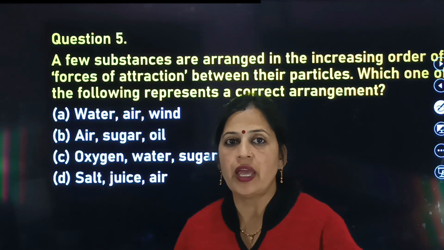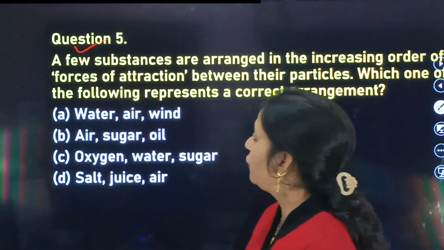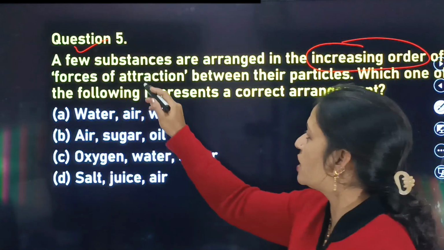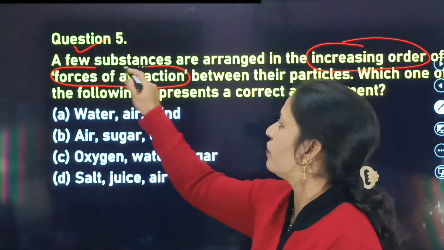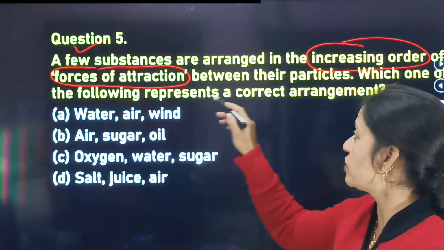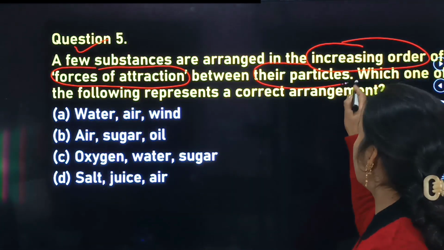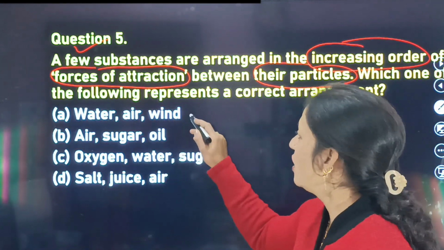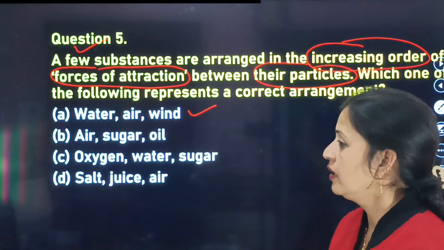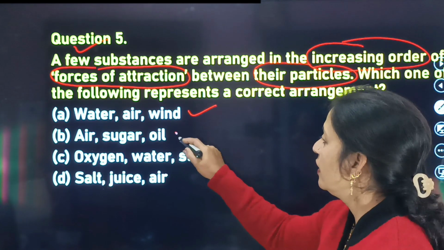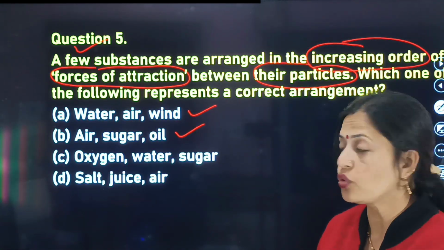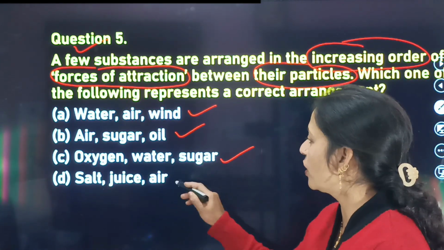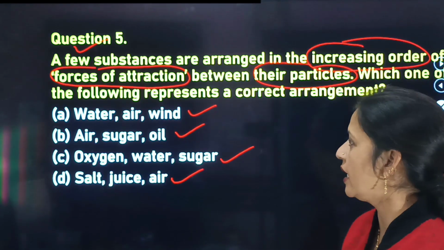Next is your question number 5. A few substances are arranged in the increasing order of forces of attraction between their particles. Which of the following represents a correct arrangement? Options are: water, air, wind. Second one is air, sugar, oil. Third one is oxygen, water and sugar. And the last one is salt, juice and air.